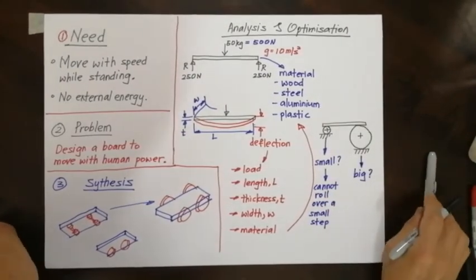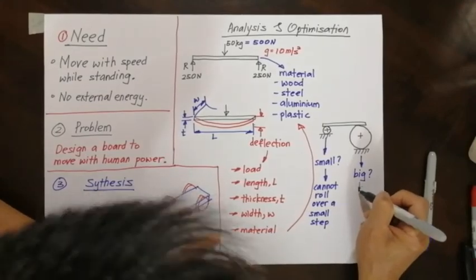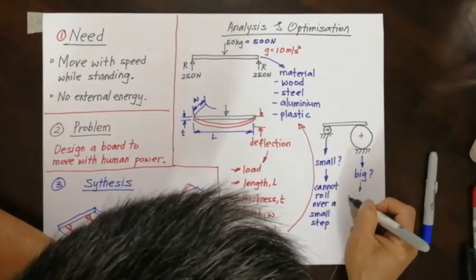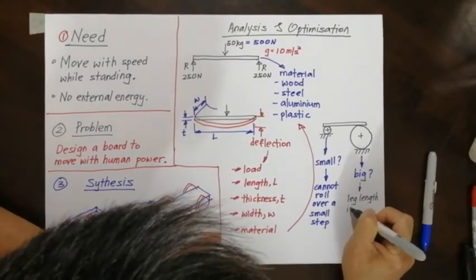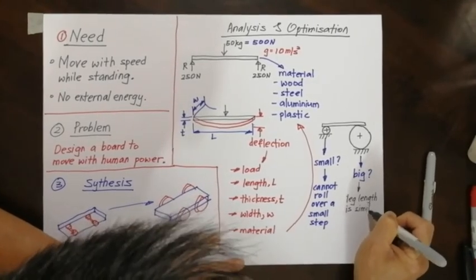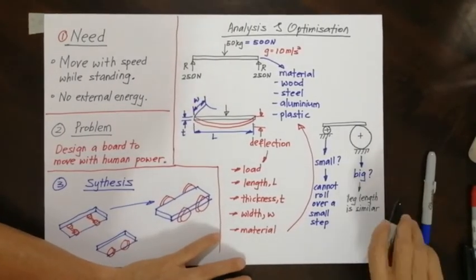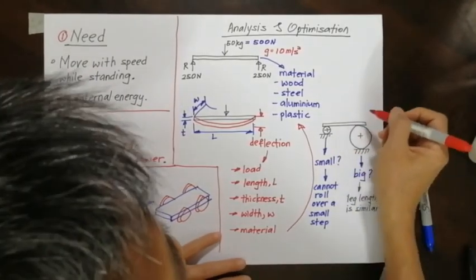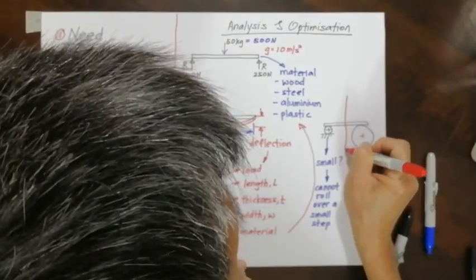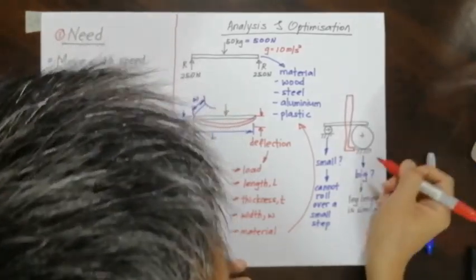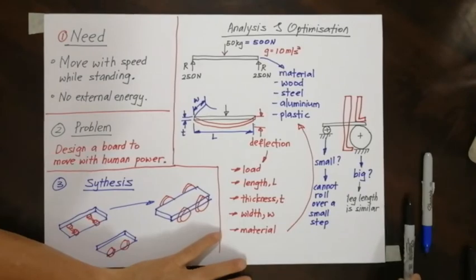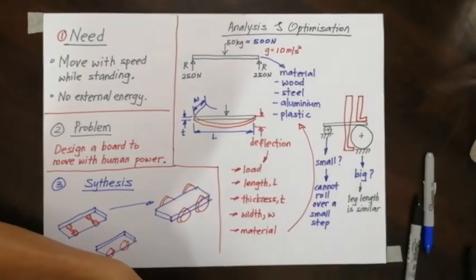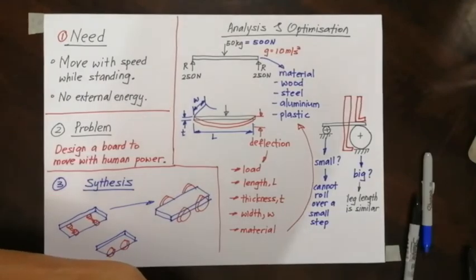Okay, interesting. Because we have another problem: the leg length is similar. What do I mean by that? Assuming you have one leg on the floor and another leg on the board, can you see the problem? So basically, you cannot have too big a wheel because your leg length is similar.